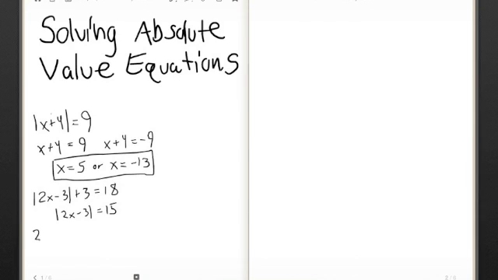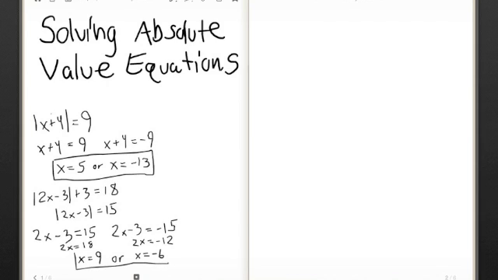So 2x minus 3 is 15 away from 0. So it could be 15, or it could be equal to negative 15. Now if we simplify both of these, x equals 9 here, and x equals negative 6 over there. So it's one or the other. If 2x minus 3 equals 15, then x equals 9. If 2x minus 3 equals negative 15, then x equals negative 6.